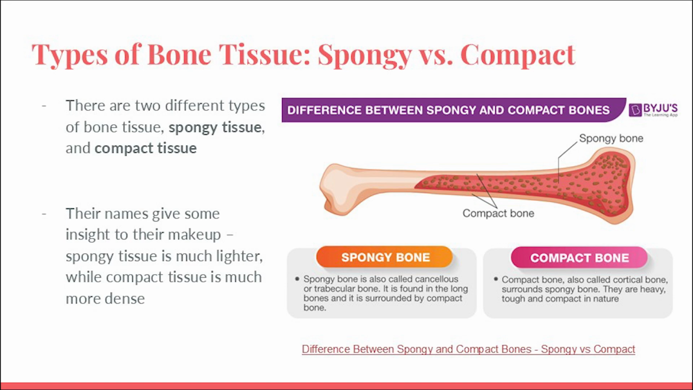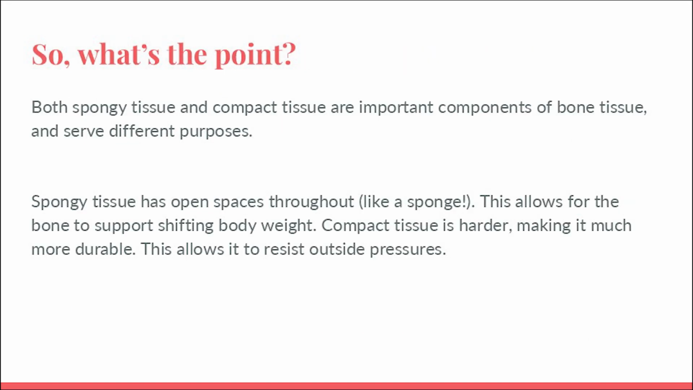So you might be asking yourself, what is the point of spongy and compact bone tissue? Does one matter more than the other? Do we have more of one or the other? Is one really what makes bone bone? So to answer your question, both spongy tissue and compact tissue are important components of bone tissue, and they serve different purposes from one another.